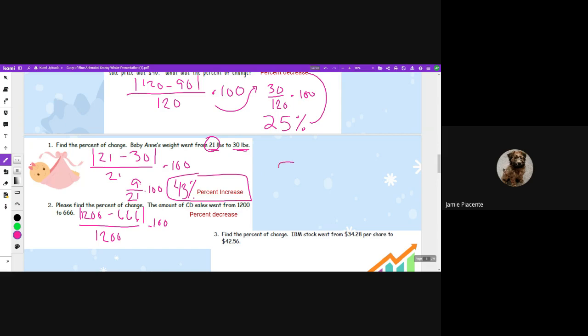I'm going to put it over here. Over 1,200 times 100. So 534 divided by 1,200 times 100 is 44.5. And again, let's round to the nearest percent. So that 5 rounds that 4 up to 45. So this is a 45% decrease.